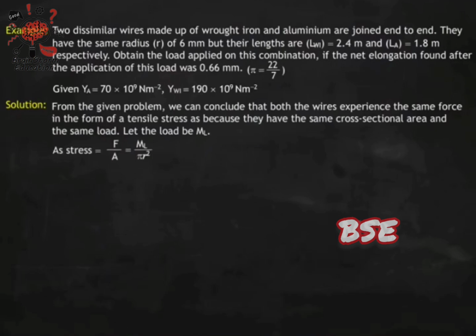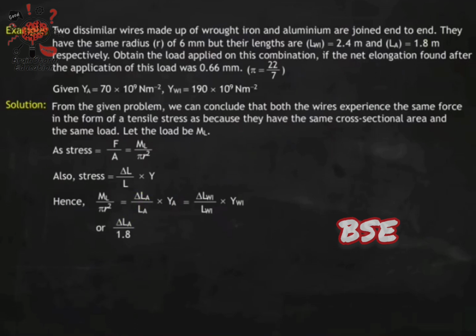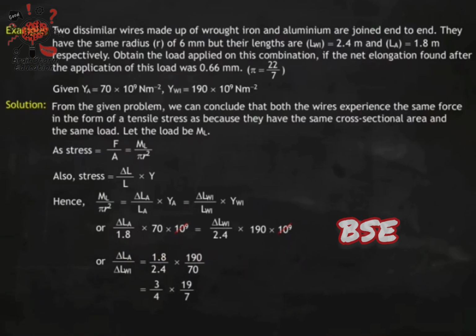Stress equals F/A equals ML/πr². Also, stress equals ΔL/L × Y. Hence, ML/πr² equals ΔL_A/L_A × Y_A equals ΔL_WI/L_WI × Y_WI, or ΔL_A / (1.8 × 70 × 10^9) equals ΔL_WI / (2.4 × 190 × 10^9), or ΔL_A/ΔL_WI equals (1.8/2.4) × (190/70) equals (3/4) × (19/7) equals 2.035.